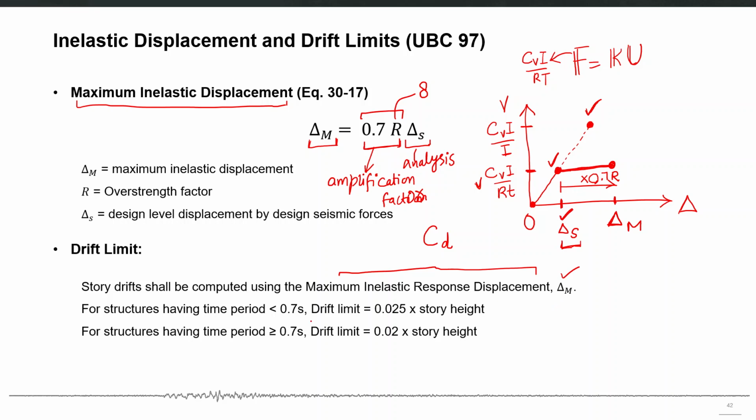And there are two checks which you should satisfy for compliance with this building code. For structures having the time period capital T less than 0.7 second, the drift limit is 2.5% of the story height. But for structures which have more time period, which means they are taller structures, the drift limit is 2%. So you have to satisfy these two story drift limits in order to implicitly ensure the satisfactory performance of the building during the design earthquake.